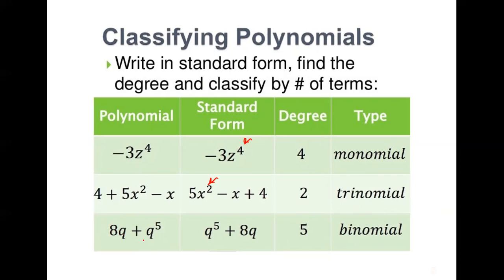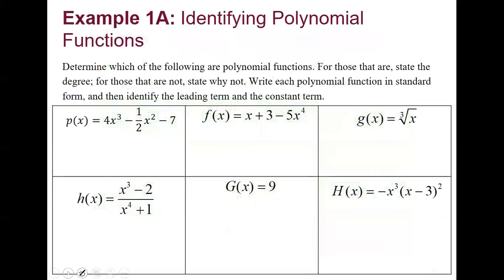Okay, the last one we have here to analyze is not in standard form because my leading term is not my highest power. So I put it in standard form. My highest power is 5, so this is a 5th degree polynomial. And there are only 2 things being added together, so it can be classified as a binomial. Does seeing it like this help? Clarify, bring back some thoughts?